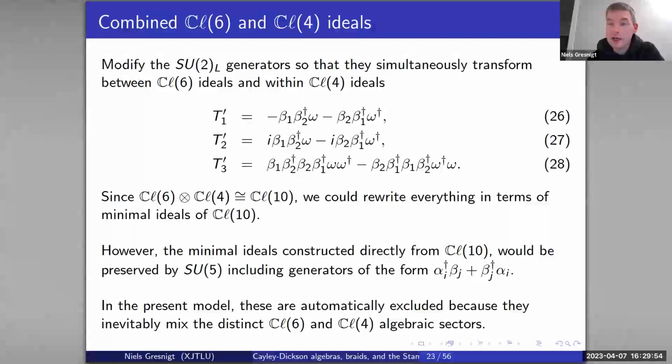And that is because you'd end up with symmetry generators that mix the ladder operators from CL6 and CL4. Whereas in our construction here, that's actually avoided. And that's quite nice because it's precisely these generators that mix the alphas and the betas that give you the particle processes that we don't observe. So these are automatically excluded if you start with the division algebras.